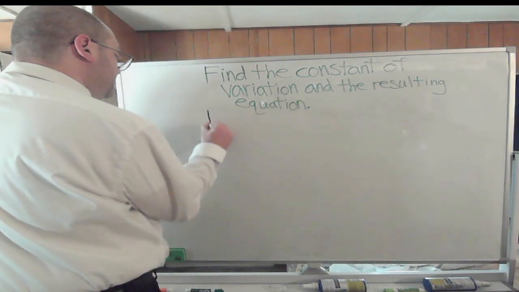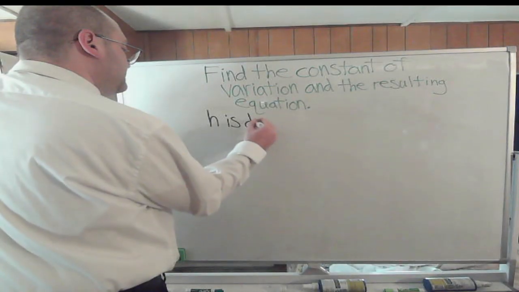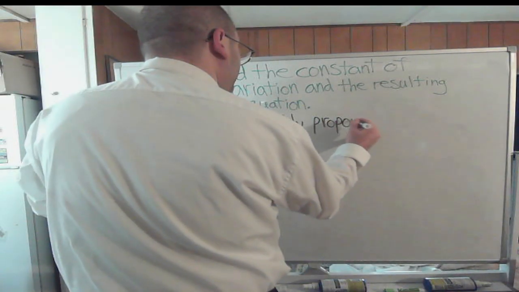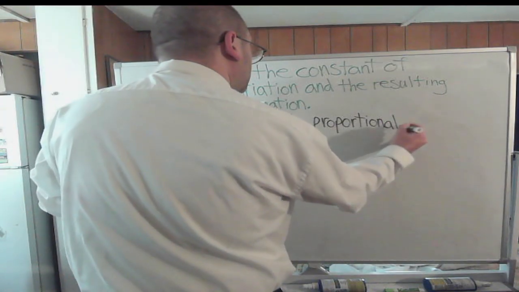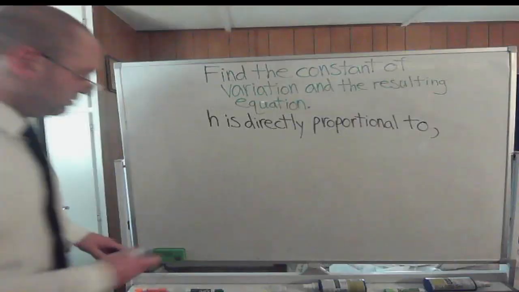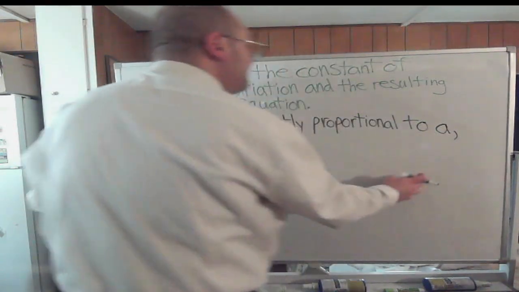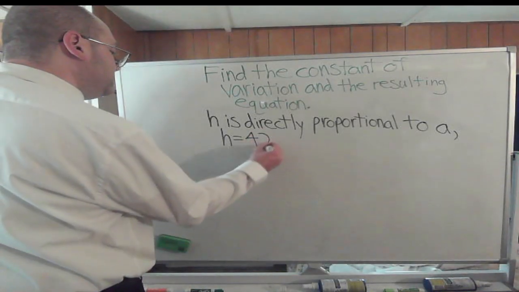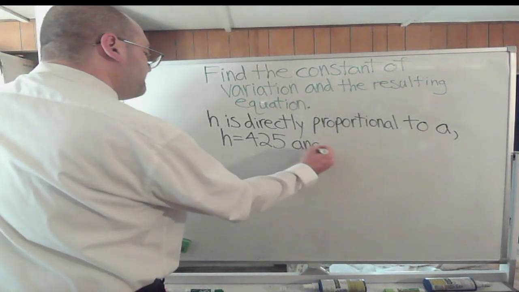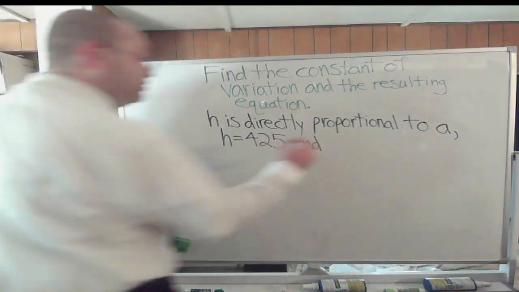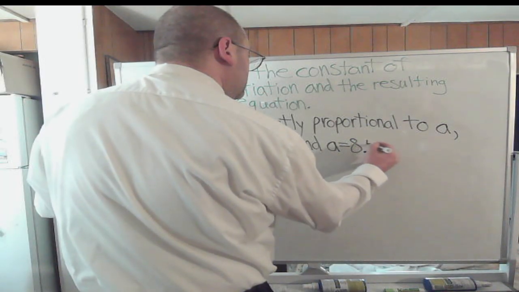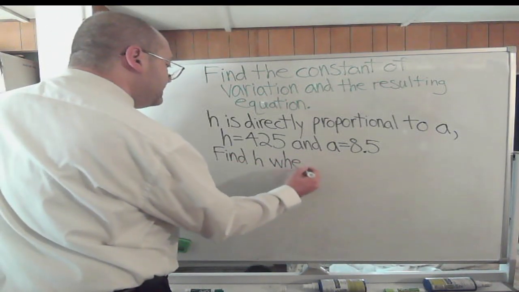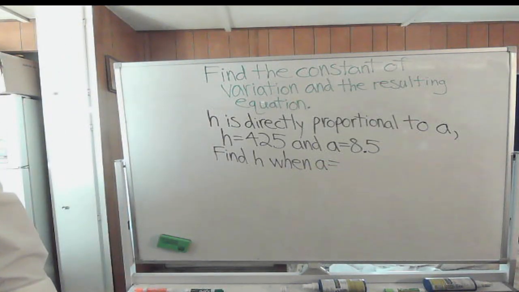Let's see. H is directly proportional to A. H equals 425 and A equals 8.5. Find H when A equals 12.